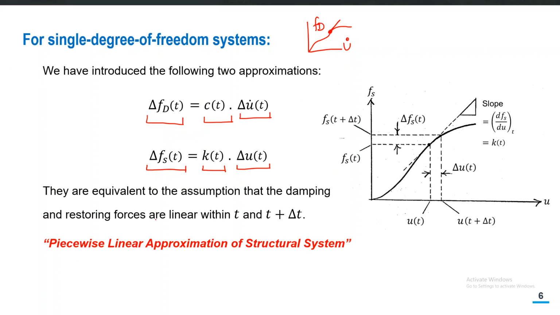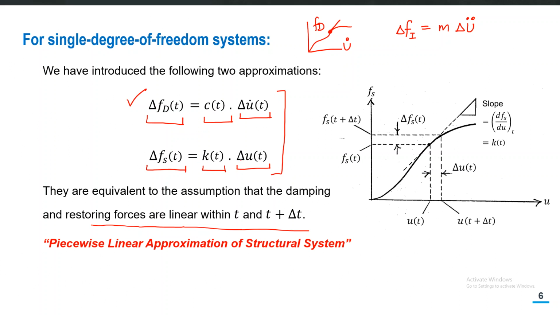So they are equivalent to the assumption that the damping and restoring forces are linear within t and t plus delta t. These two equations are the result of this assumption, and this is the piecewise linear approximation of the structural system. That's why we were able to write the incremental form of the governing equation of motion. Delta Fi can be written as m times delta u double dot, mass times the change in acceleration. Similarly, delta Fd can be written as C of t times delta u dot, and delta Fs can be written as K of t times delta u.